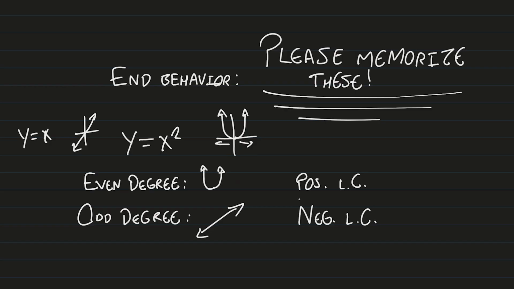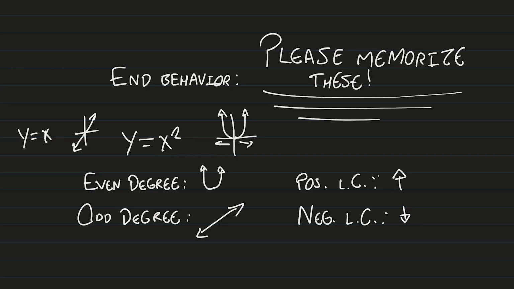Now, our leading coefficient tells us what the right side is going to do. Ignore the left. It tells us only what the right side is going to do. If you have a positive leading coefficient, the right side will go up. If you have a negative leading coefficient, the right side will go down.